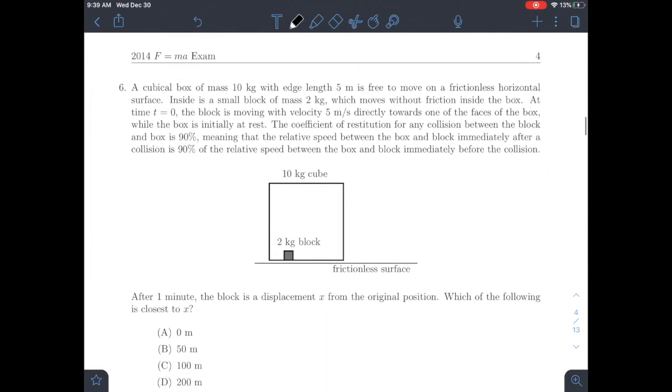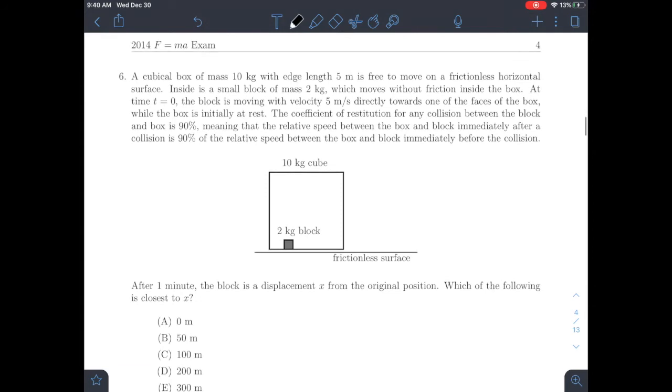Let's look at the sixth problem. A cubical box of mass 10 kilograms with edge length 5 meters is free to move on a frictionless horizontal surface. Inside is a small block of mass 2 kg, which moves without friction inside the box. At time t equals 0, the block is moving with velocity 5 m/s directly toward one of the faces of the box, while the box is initially at rest.